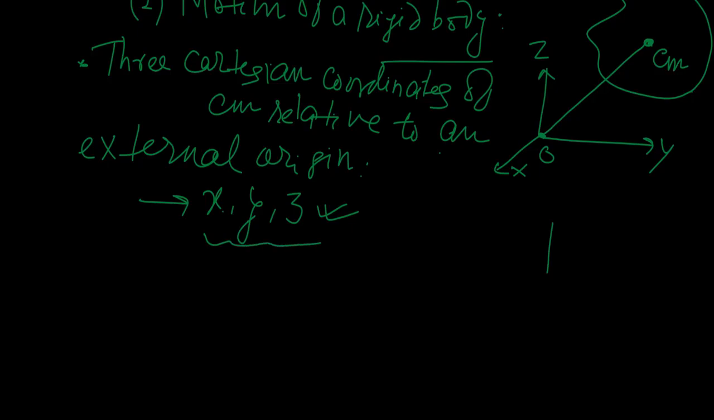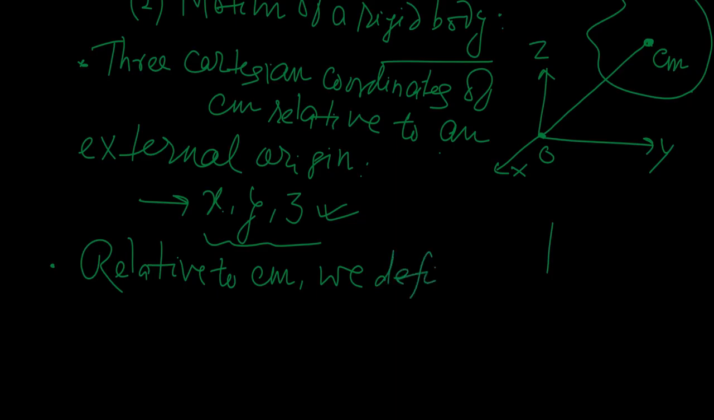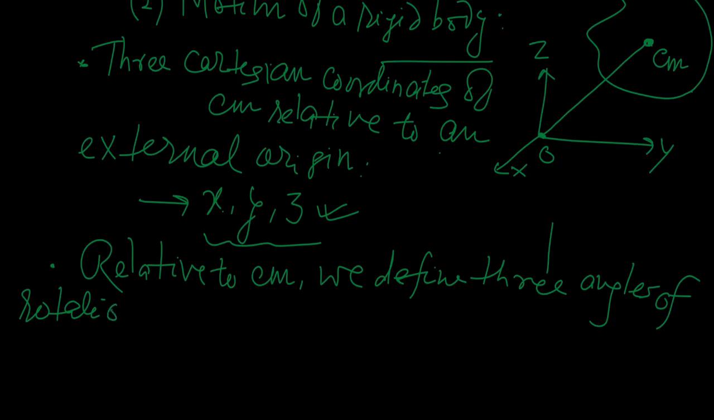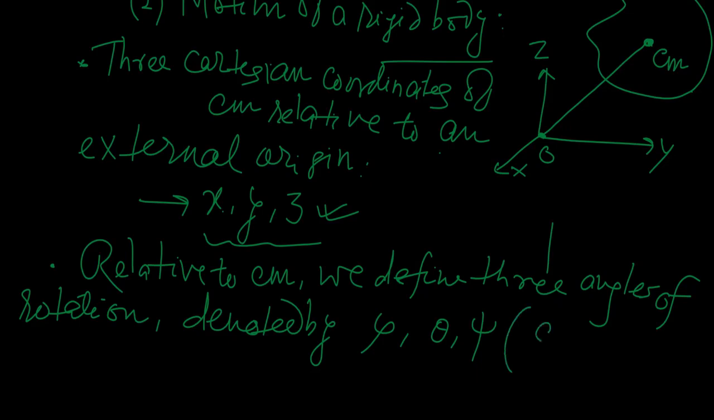First of all, three Cartesian coordinates of CM relative to an external origin, which are denoted by x, y, z. And again, relative to CM, we define three angles of rotation denoted by phi, theta and psi. In fact, these angles are called Euler's angles.